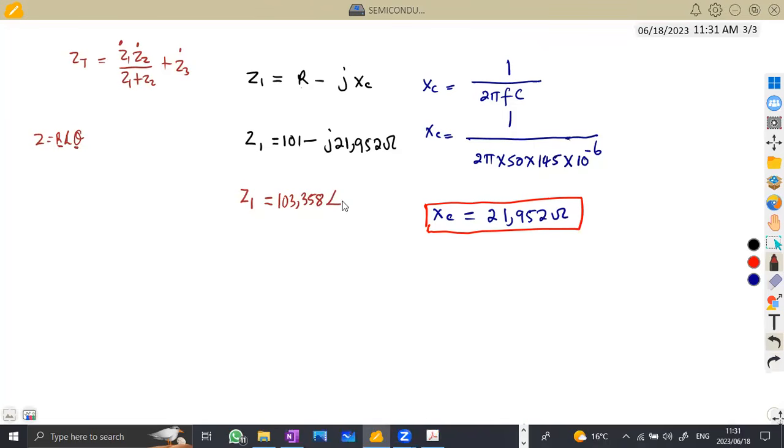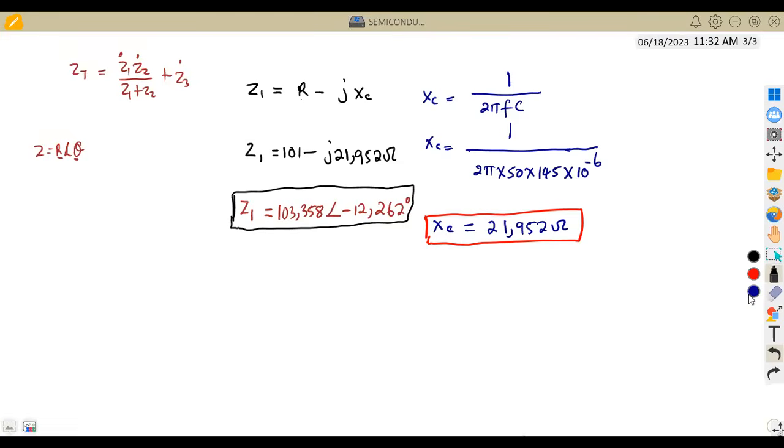So we are going to have angle negative 12.262 degrees. All right. So this is our Z1 in polar form. So we've got two formats in this case that we have expressed our Z. We do not know what we are going to have later on, so it's best for us to have this in two formats, in polar form and also in rectangular form. So this is our rectangular form. All right. So this is our Z1.